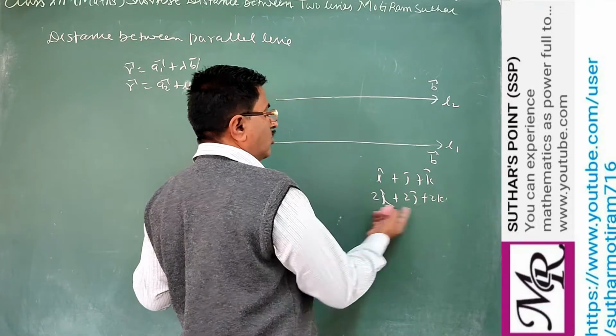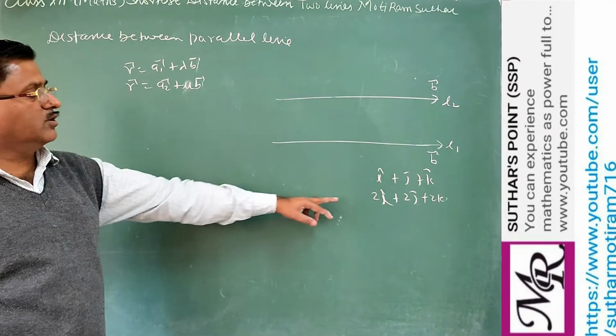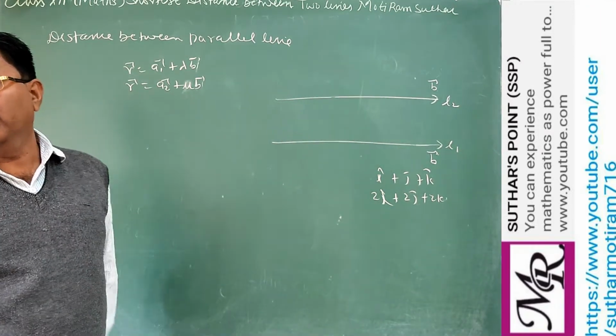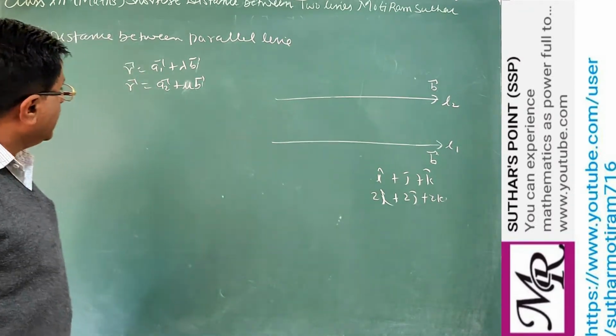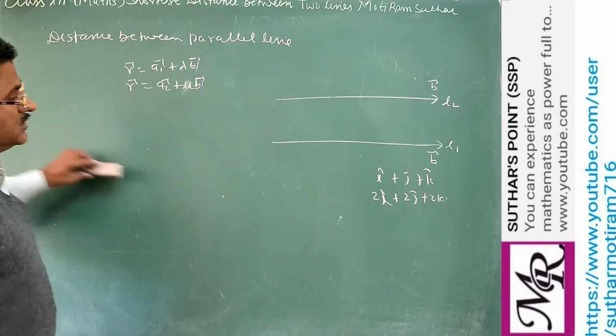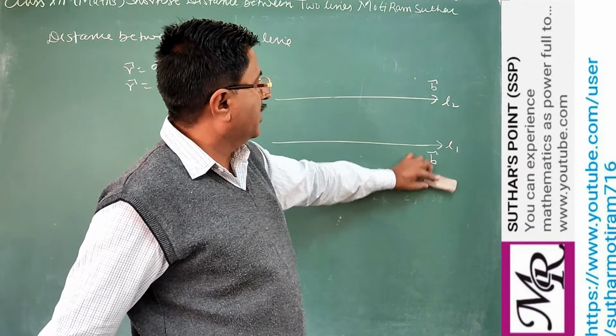So if you take 2 common, then the vectors are the same. So mu equals 2, lambda equals 1. So 1 may be written in this way. Now our main aim here is to find the distance between these two parallel vectors.